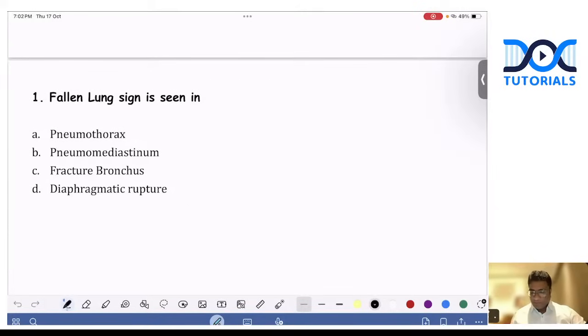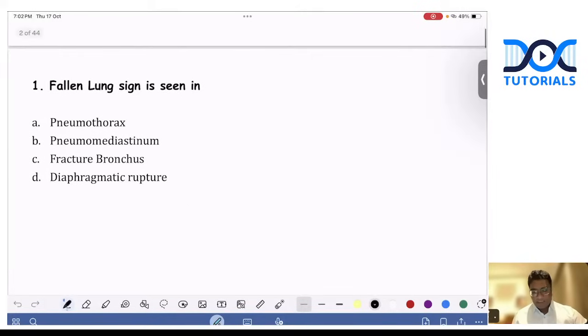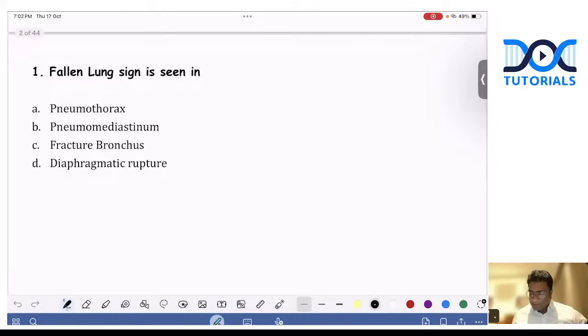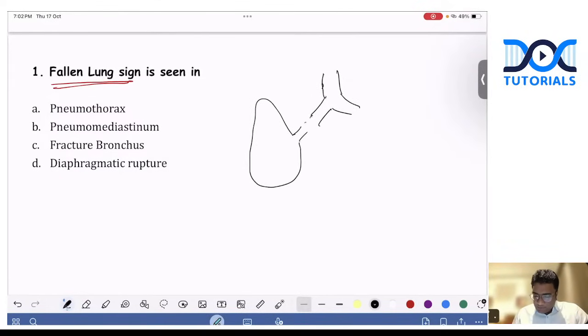So let us look at the first one, a fallen lung sign. A fallen lung sign is seen in. Please remember, fallen lung sign, this on a CT scan or a radiograph talks about, if imagine this is the trachea, this is the bronchus. When we have a fracture of the bronchus, the lung goes more inferiorly and laterally, and it goes away from the hilum inferiorly and laterally. This is suggestive of a fracture of a bronchus. So fallen lung sign on a radiograph or on a CT scan is suggestive of a fracture of bronchus.